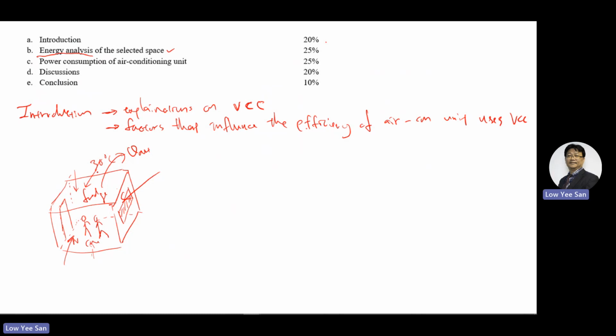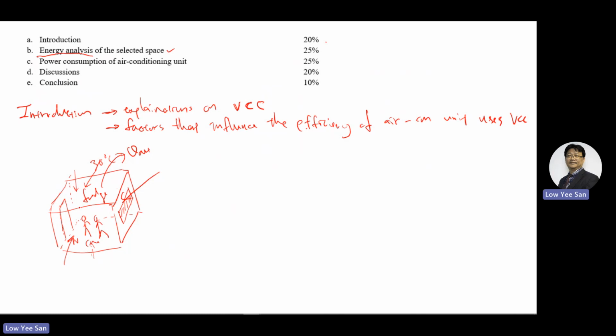If you want to consider the heat from next door, you have to consider the heat through conduction. Of course, I'm telling you the minimal requirement that you need to achieve lah. Of course, if you want to score A plus, then there are other things you need to consider. That one I will not mention lah. It's up to you lah.